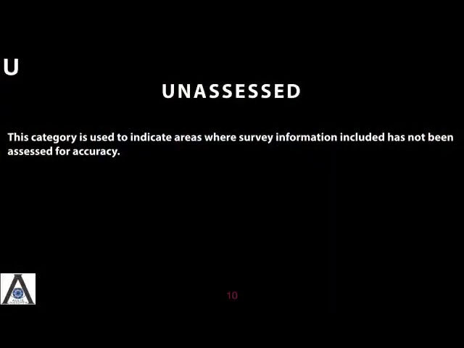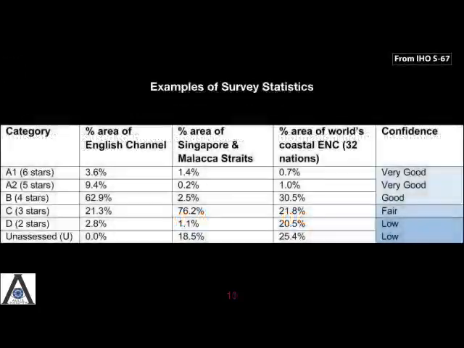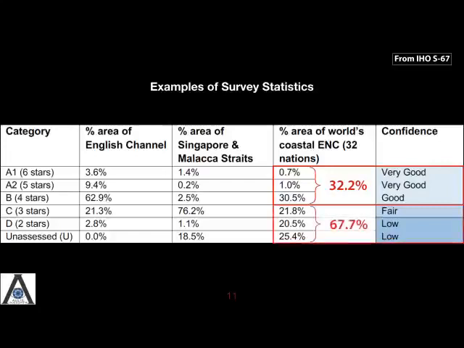CATZOC U means the surveys are unassessed and such areas should be treated as CATZOC D. These examples of survey statistics show that globally about 1/3 of surveys are good or better, always bearing in mind the provisos with regard to drafts for CATZOC B, and 2/3 have a confidence level less than good.